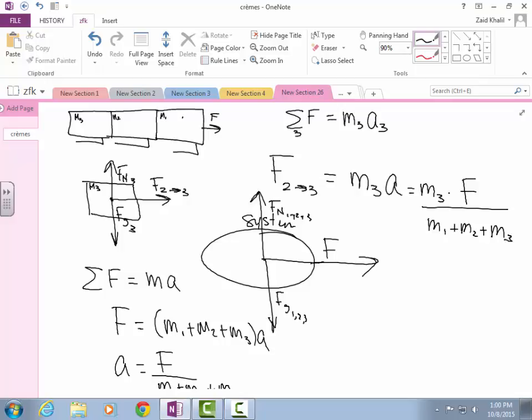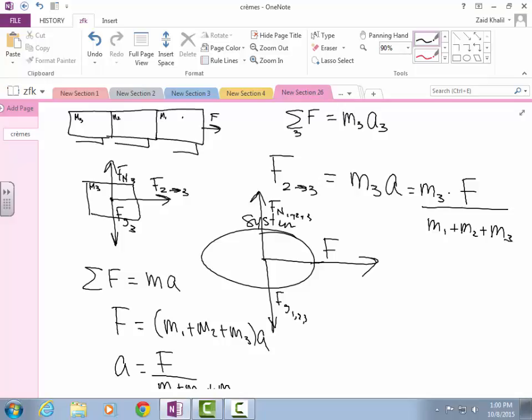So what do we end up with here? F equals F. And you're like, well, that's not interesting, Mr. Khalil. But we've done a proof. This isn't some problem with some numeric answer. What you're learning here is that Newton's laws are internally consistent when you're dealing with more than one body.